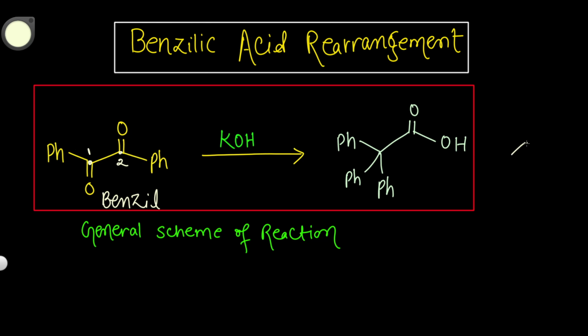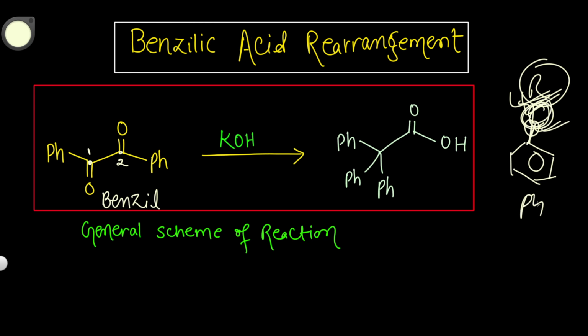What is Ph? Ph means this: either it is the R group or whatever you want to join here, meaning you replace one H from this position and add some different group. That is called Ph. So a Ph group is attached here.